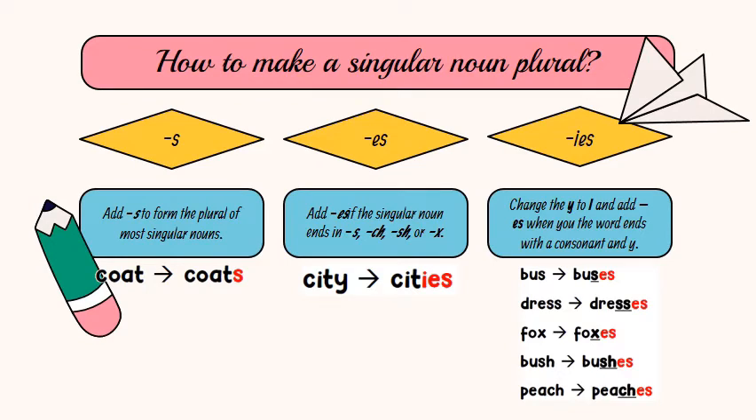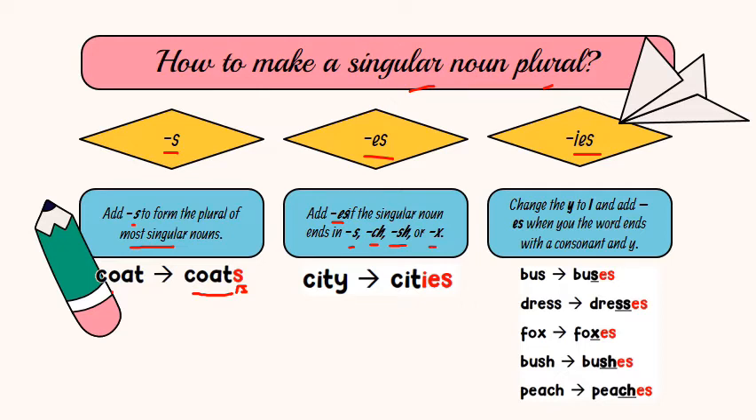But we have some rules that we need to remember. How to make a singular noun plural by adding s, es, or even ies. We add an s to form the plural of most singular nouns, most of them, as in coat, coats. I only added letter S, you see it in red. But we add es if the singular noun ends with s, ch, sh, or x.